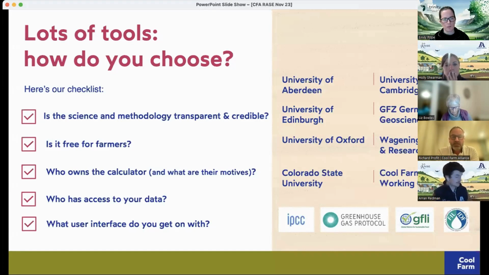Who owns the calculator becomes important, particularly what are their motives? Are they after your data? Are they seeking to make money out of you in other ways? So you should do some digging and inquire into that. Again, I've touched on who has access to that data. But ultimately, it comes down to which interface do you like? Which tool do you get on with?